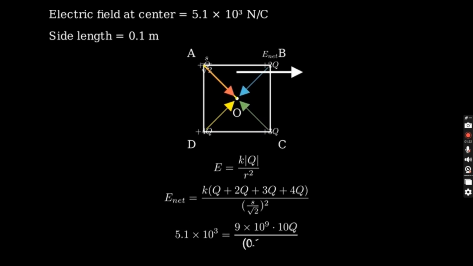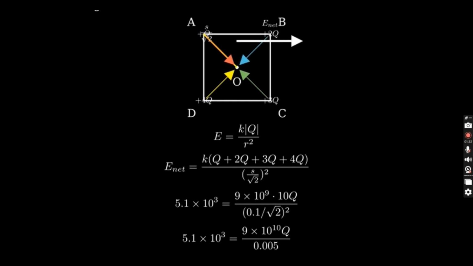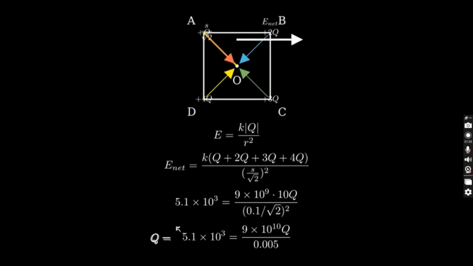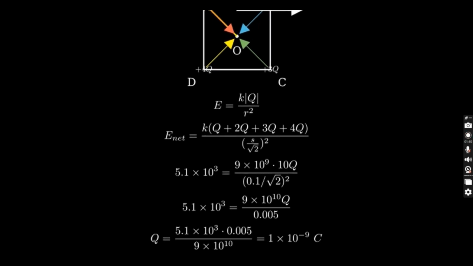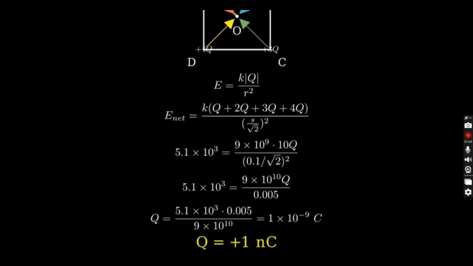We know K is 9 times 10 to the 9th, the side length is 0.1 meters, and the net field is 5.1 times 10 to the 3rd newtons per coulomb. Simplifying the right side, we get 10Q times K divided by the square of s over root 2. Now we can solve for Q. After rearranging and simplifying, we get Q equals 1 nanocoulomb. So the value of our base charge Q is positive 1 nanocoulomb.